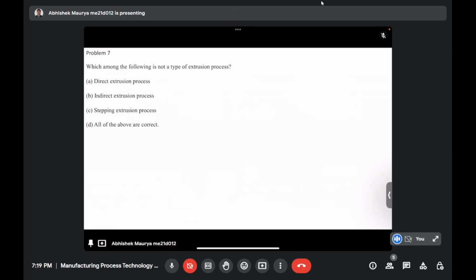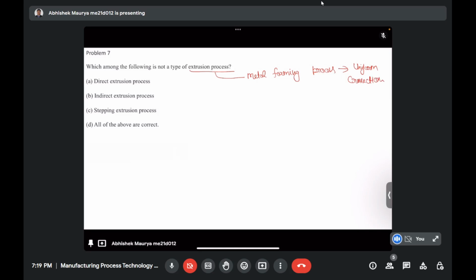Which of the following is not a type of extrusion process? If you remember, what we were trying to achieve in the extrusion process is, it is also a metal forming process. By this process, we can get a component which has uniform cross section.